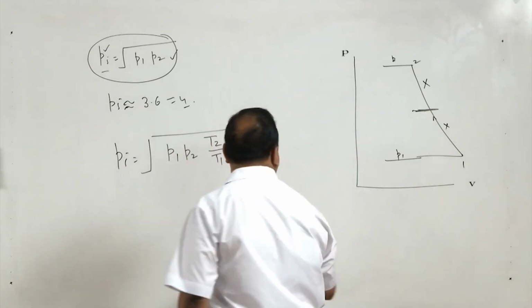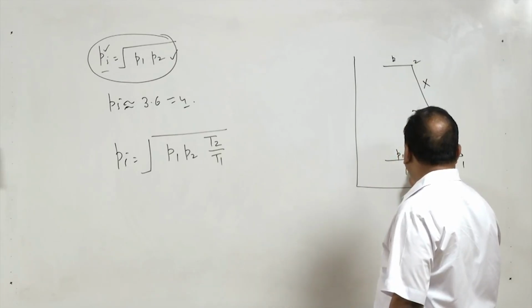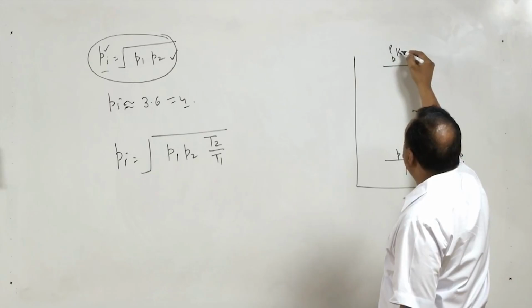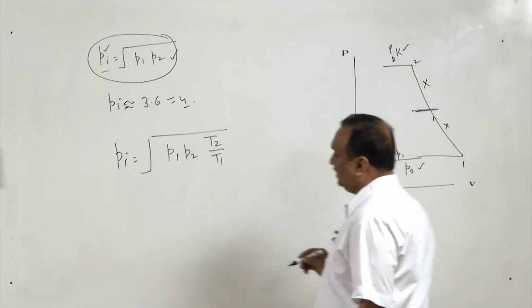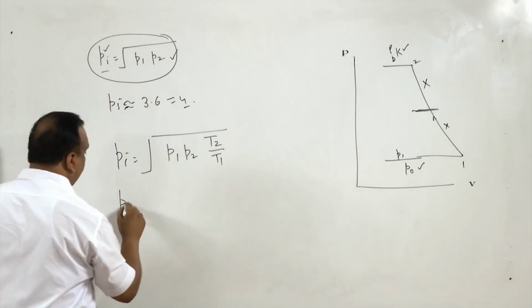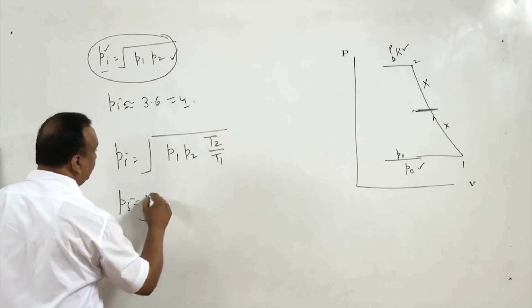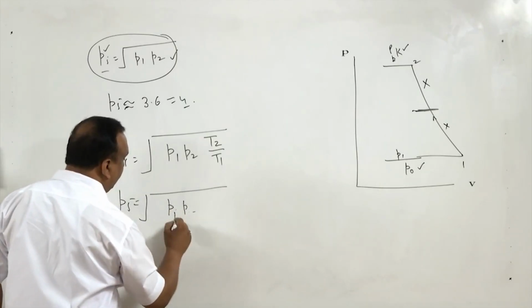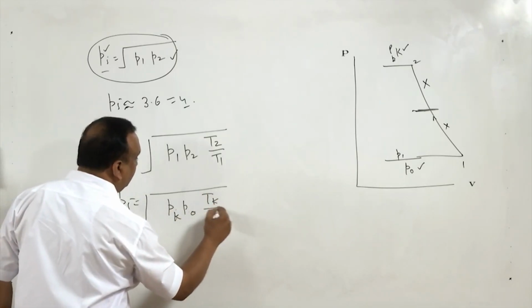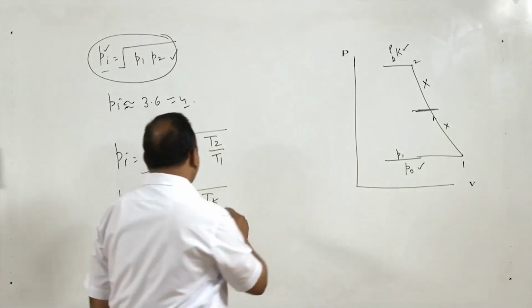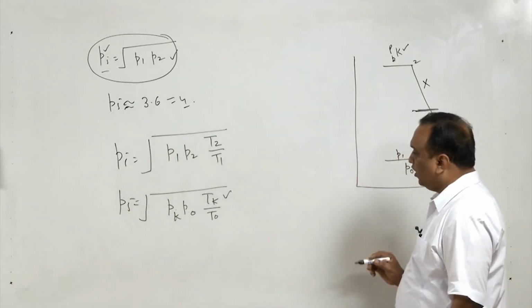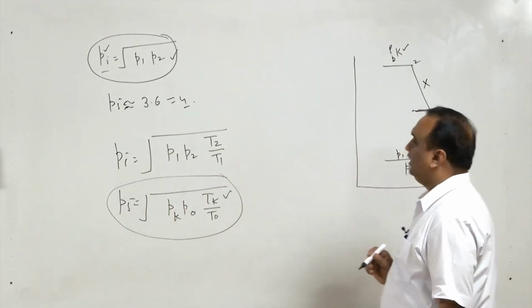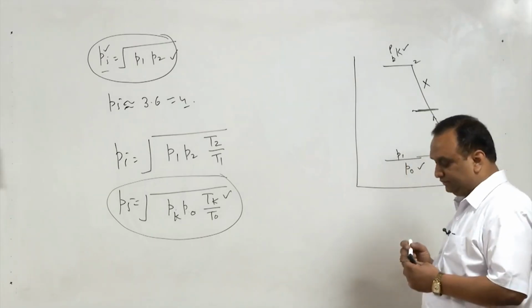In some of the books, P1 is taken as Po, pressure of evaporator, and P2 is pressure of condenser, Pk. Subscript k for condenser, o for evaporator. In that case, intermediate pressure is going to be equal to root of Pk Po multiplied by Tk by To, and these temperatures are absolute temperatures. Now, this intermediate pressure is close to the real value of intermediate pressure in multi-compression systems.